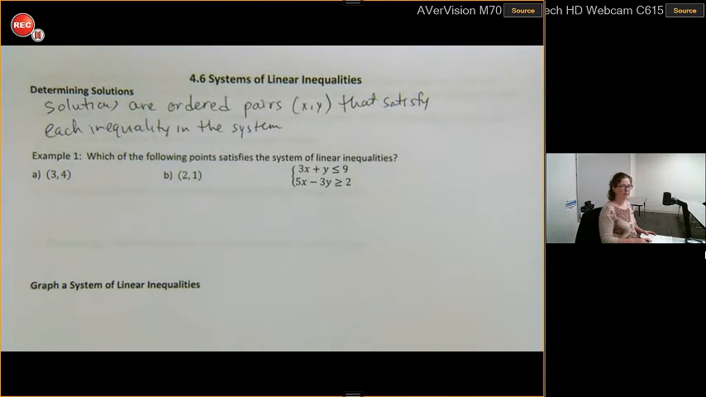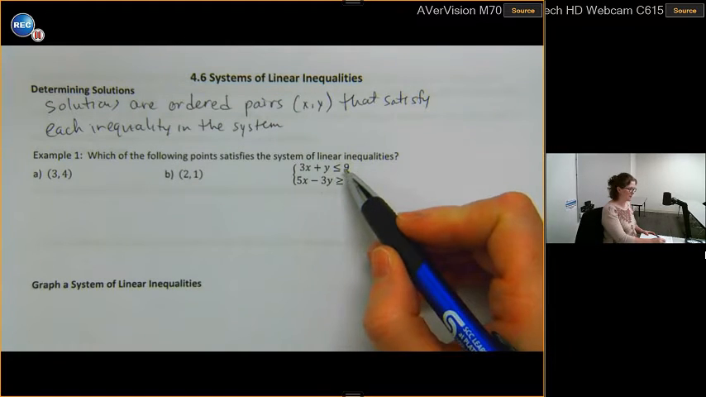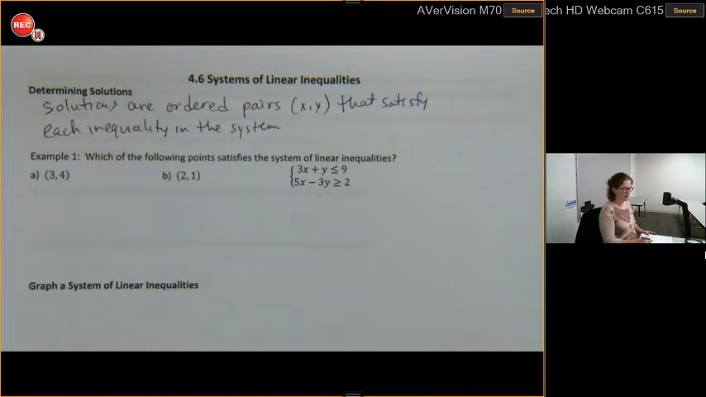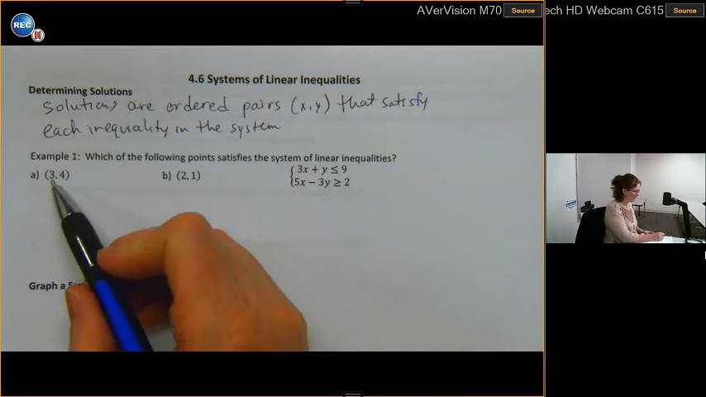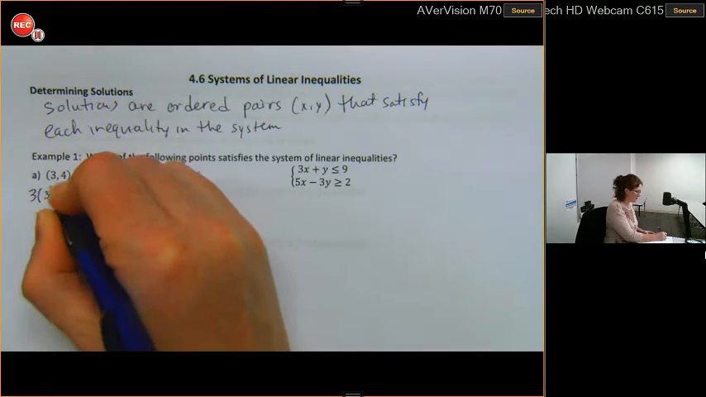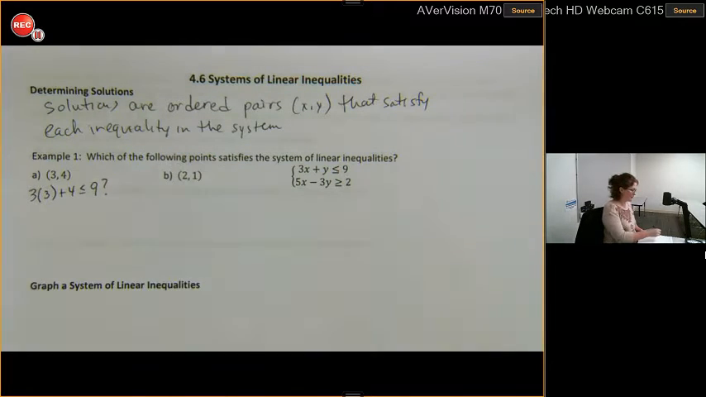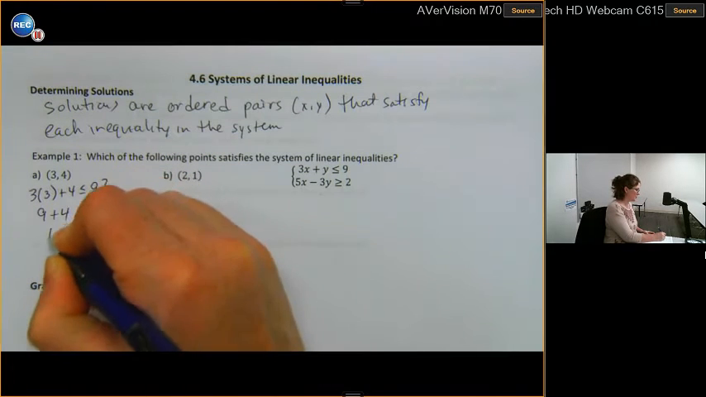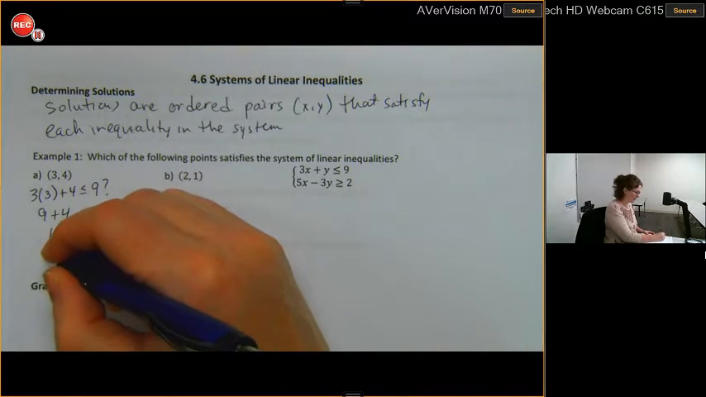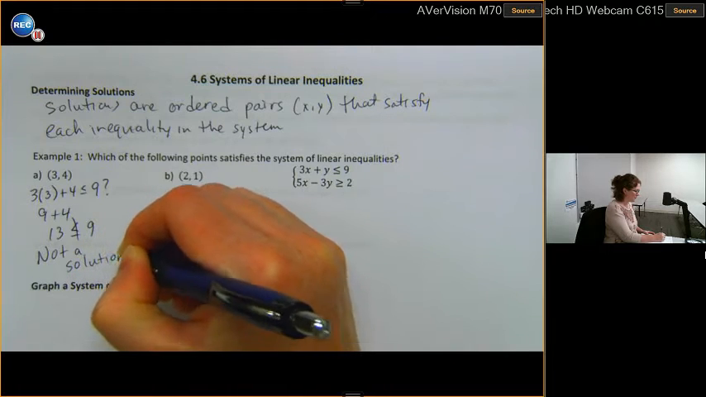And so if we want to check on our first example, we have our system of linear inequalities. These are inequalities because they have less thans and greater thans. I have two different ordered pairs to check. So checking one at a time, letter A, I'm going to substitute in the x and the y. So 3 times 3 plus 4, is that less than or equal to 9? And so I get 9 plus 4, which is 13. Which is obviously not less than or equal to 9. Therefore, this ordered pair is not a solution.